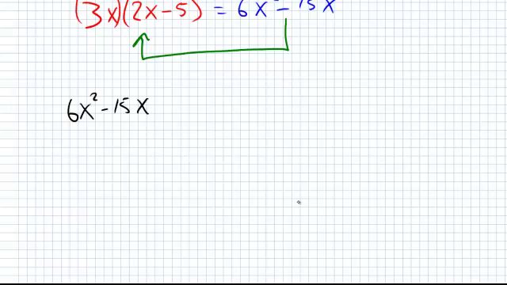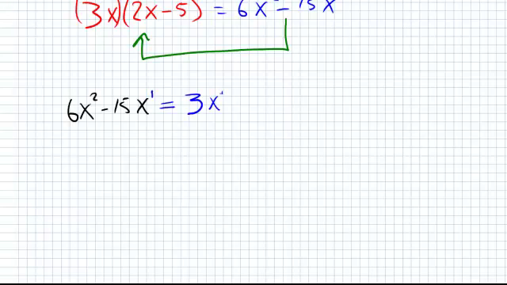What goes into both 6 and 15? I start with my numbers. I know they're both divisible by 3, so I'm going to write a 3 out here. And then I look at my variables. I have an x squared and an x to the first. If you don't see the 1, you always put it there. And I always take the smallest exponent. So I have a 2 and a 1, and I'm going to take my smallest, which is x to the 1.